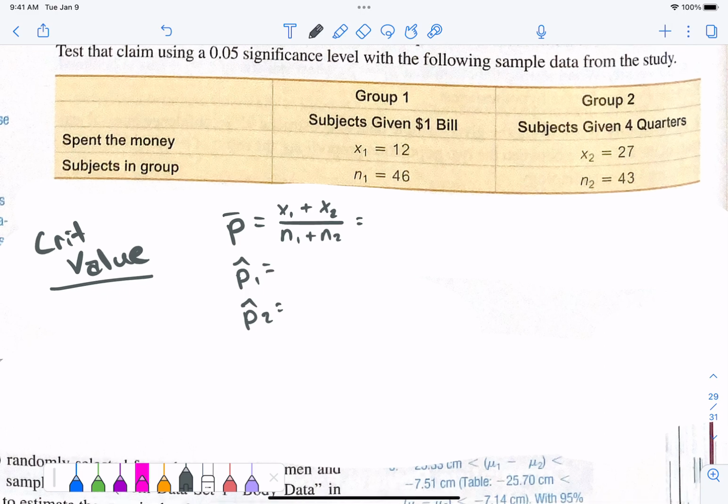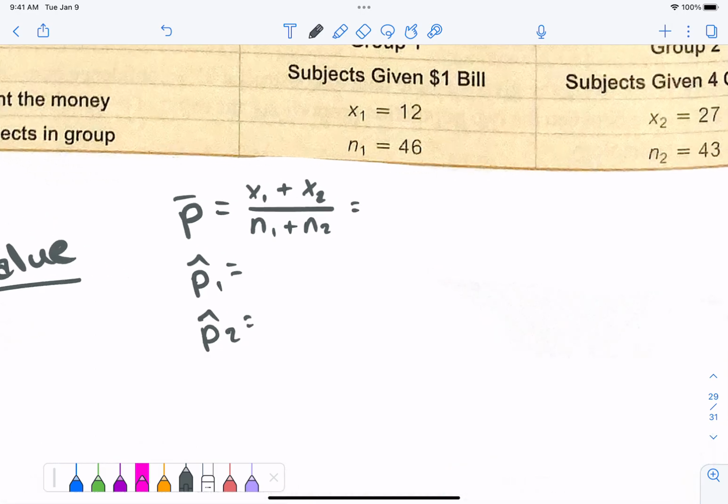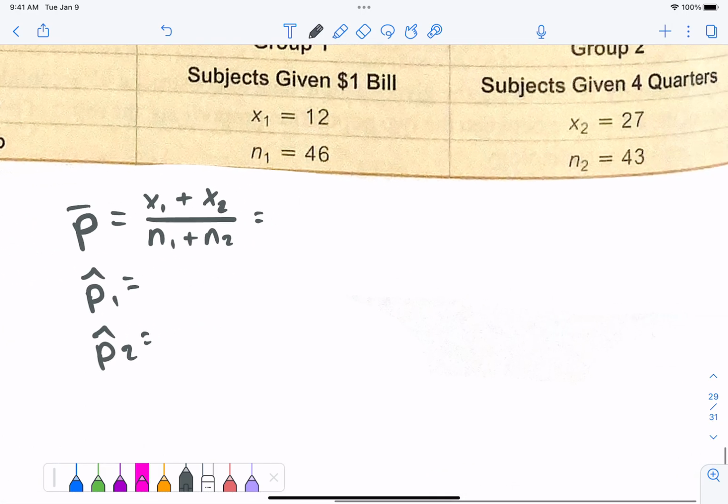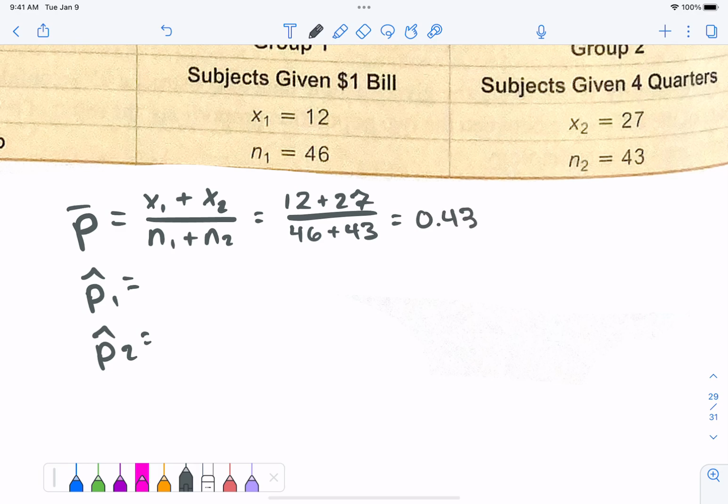Okay, are you guys ready for these 3 at least? P bar, X1. You're going to do 12 and 27 added together, right? Over 46 and 43 added together. 0.438? Yeah. Okay, 0.438 or 0.44.